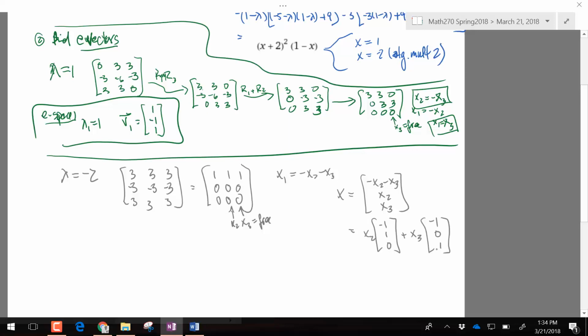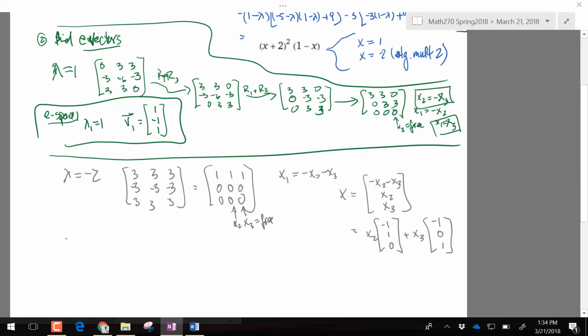So just by inspection, we can tell that these 2 vectors are linearly independent. They're not multiples of each other. And so now we have 2 vectors associated with this eigenvalue. So the eigenspace here is going to be actually spanned by 2 vectors. So V2, I'll call it V2 since we have a V1 up there, is equal to minus 1, 1, 0, and V3 is equal to minus 1, 0, 1. So this eigenspace is going to span a plane.